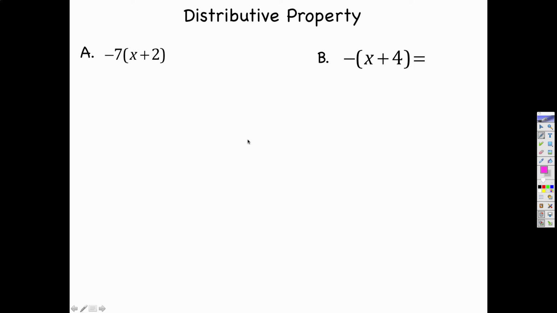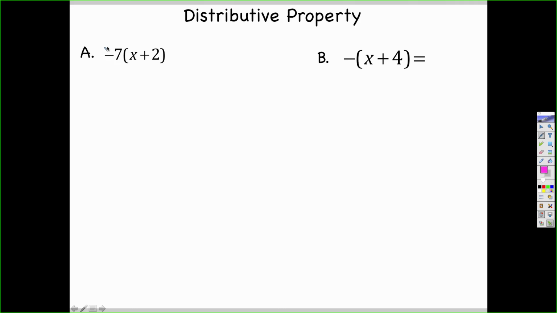Hi, we're going to talk about the distributive property part 2, and I have two problems we're going to work on. The first one, we can use the distributive property because we've got multiply outside the parentheses here. When it doesn't tell us what to do, then we always multiply. So I'm going to distribute the -7.